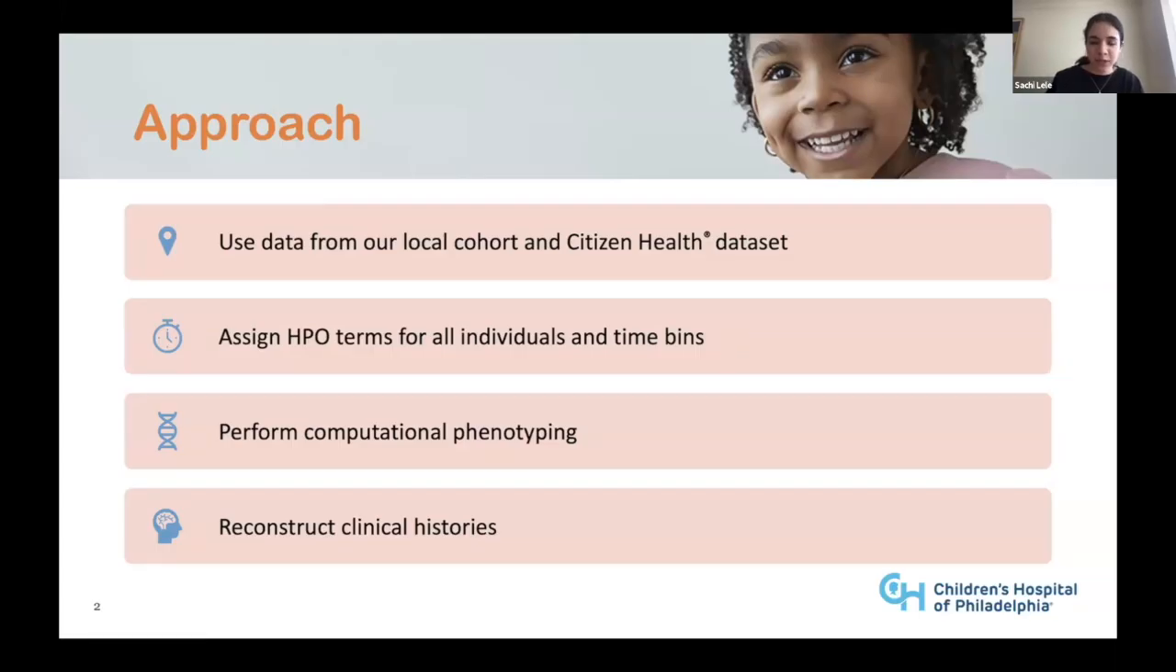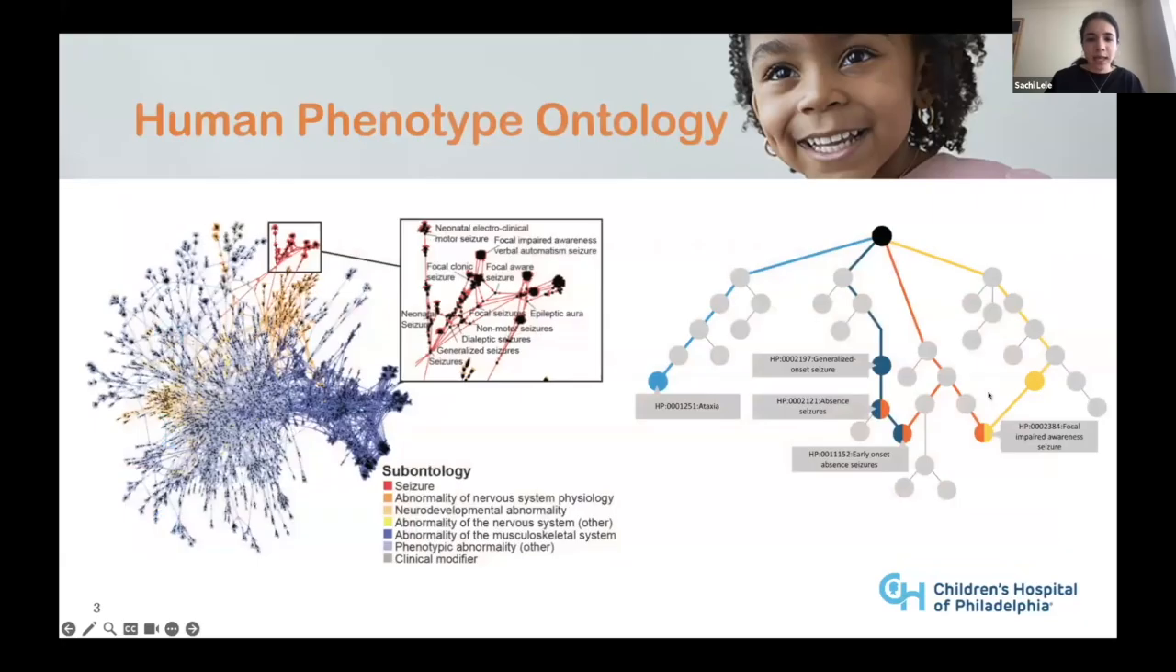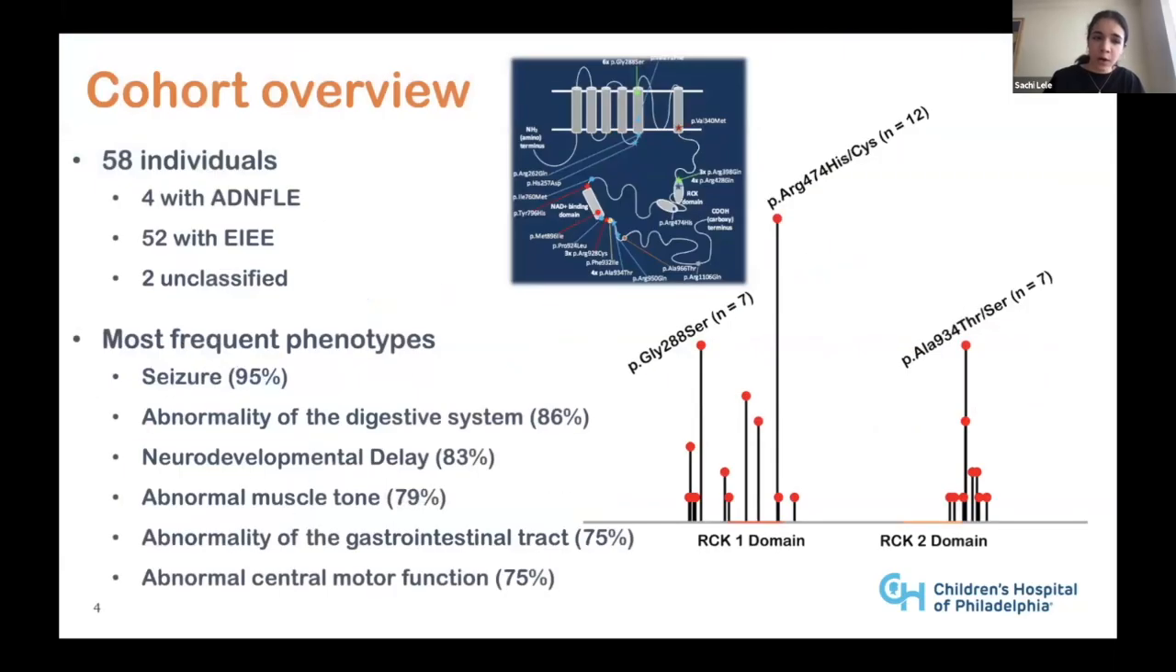We assigned HPO terms for all these individuals, performed computational analyses, and then rebuilt clinical histories of individuals living with KCNT1. So what is the HPO, or the Human Phenotype Ontology? This is essentially a big standardized medical dictionary filled with different terms to record and characterize clinical features seen in individuals with KCNT1. In our cohort, we had 58 total individuals. 4 were diagnosed with AD and FLE, 52 were classified with EIEE, and 2 remained unclassified.